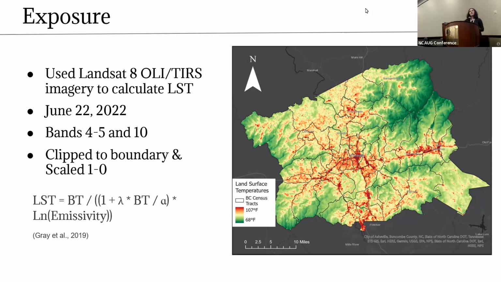That temperature is actually directly located over the Asheville Mall, which I thought was pretty interesting. And then the lowest temperatures are located up here, kind of towards Pisgah National Forest. The lowest temperatures that I found in Buncombe County were 68 degrees. And these are predominantly in areas where people don't reside.